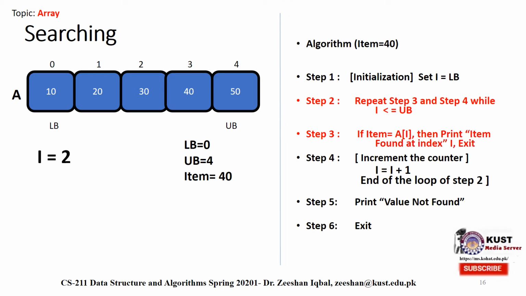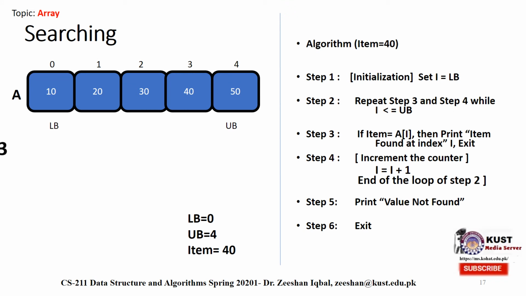In step 3, if we put the values in the if condition, that is item is equal to 40 and a of 2 contains 30, which are not equal, so the if condition will again be false and the control will move to step 4. In step 4, we will simply increment the value of I by 1 and move back to step 2 until this loop is false.